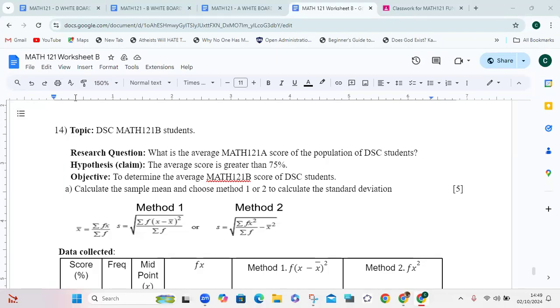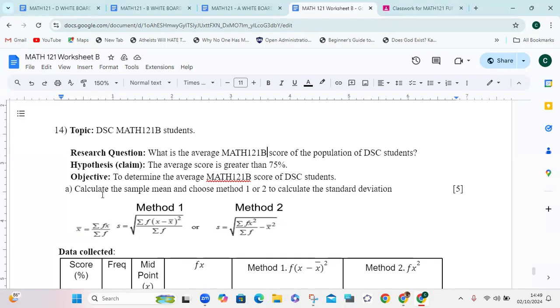Here we are going to discuss worksheet B number 14. The topic is DSC Math 121B students. Now the research question is, what is the average Math 121B score of the population of DSC students? So the hypothesis, which is the claim, says that the score is greater than 75%. So we have to try to see whether or not this is true. So the objective is to determine the average Math 121B score of DSC students.